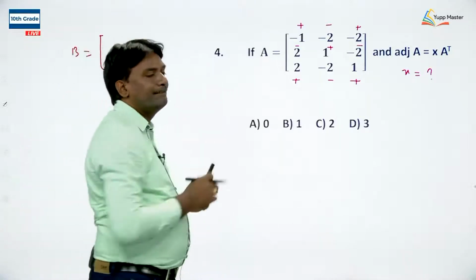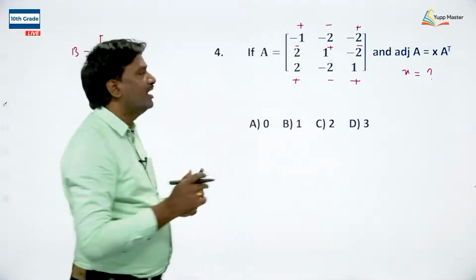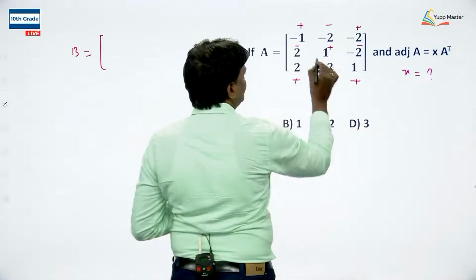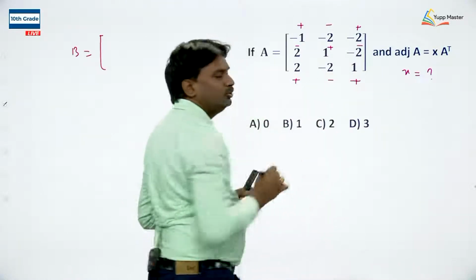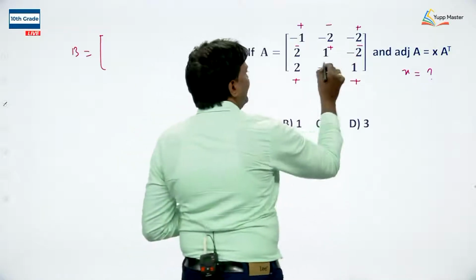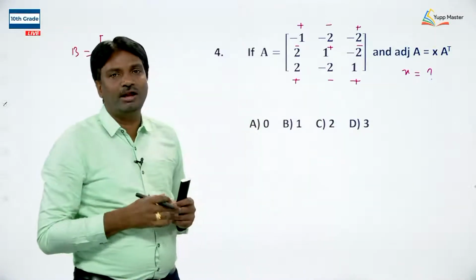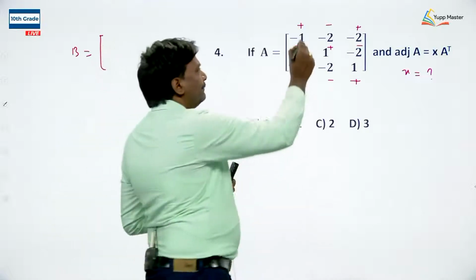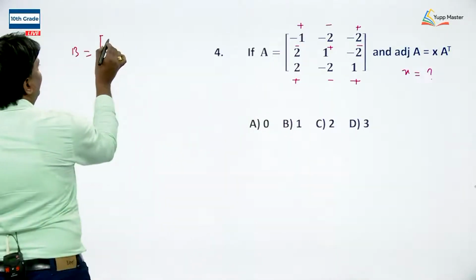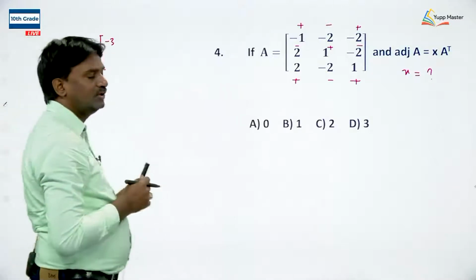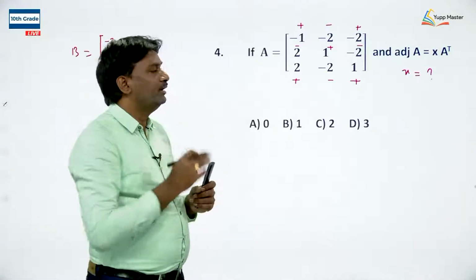So, first take minus 1. To find the cofactor of minus 1, eliminate this row, this column. The remaining elements are 1 minus 2, minus 2 1: 1 into 1 is 1, minus 2 into minus 2 is plus 4, 1 minus 4 is minus 3, but here the sign is plus. So, plus into minus 3, that is minus 3 only.